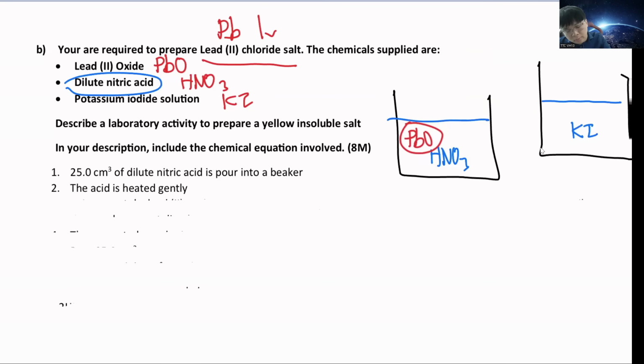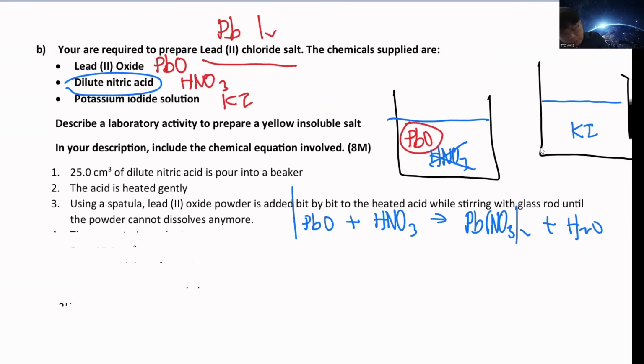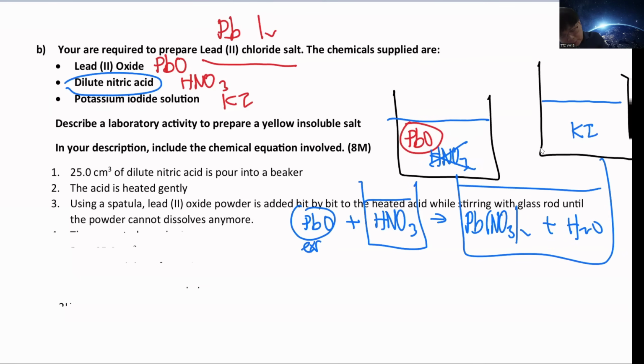Then put in your lead(II) oxide powder until it no longer dissolves, in excess. Why excess? When excess, you destroy all the nitric acid. The idea is like this: PbO plus HNO3 becomes Pb(NO3)2 plus H2O. So this is the solid, this is the acid. When you put in this excess, you destroy all the nitric acid. Then you filter out this powder, you get your lead nitrate.